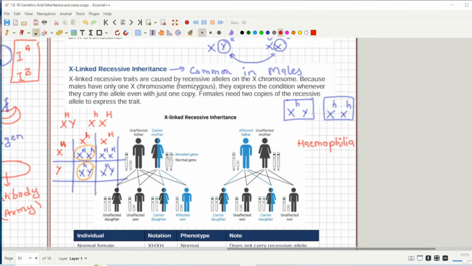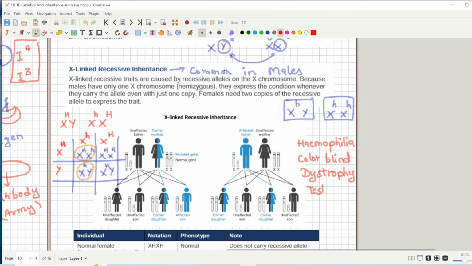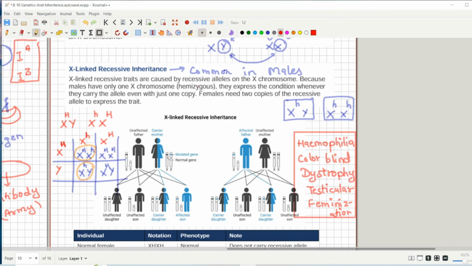Hemophilia is an X-linked recessive disease. The other example is color blindness. If someone is color blind, then that is also an X-linked recessive disease. Then you have muscular dystrophy, which is also an X-linked recessive disease. And the last example is testicular feminization. These are the most important examples of X-linked recessive traits. So these are the examples that you have to keep in mind when you are memorizing X-linked recessive traits.